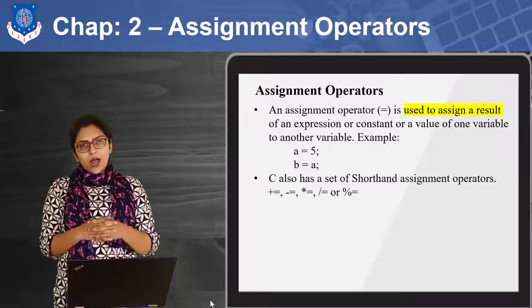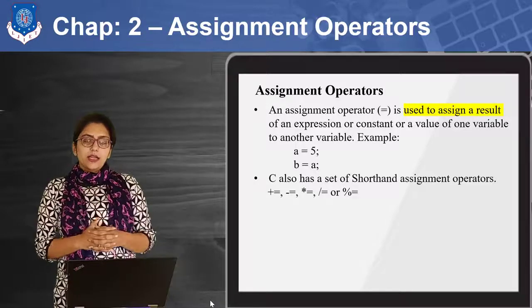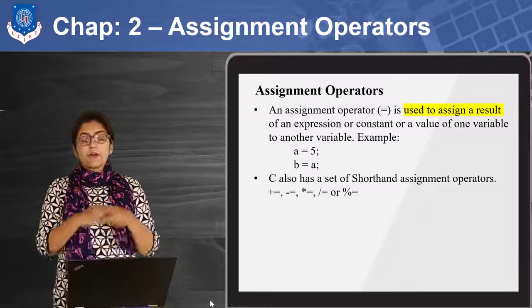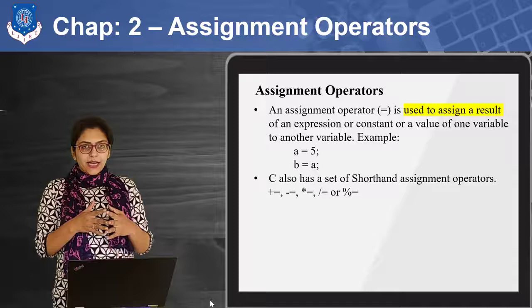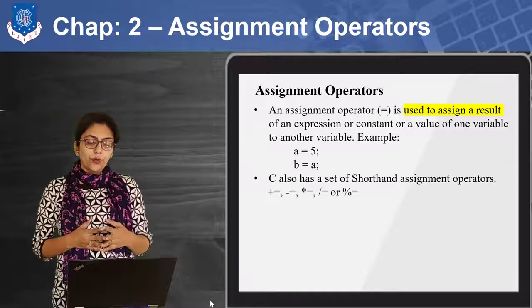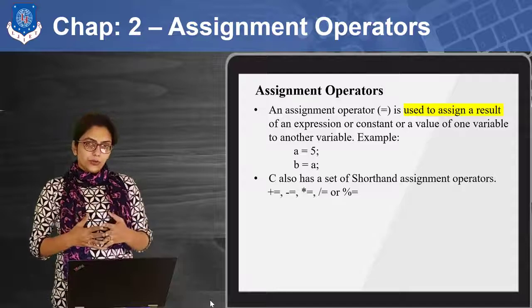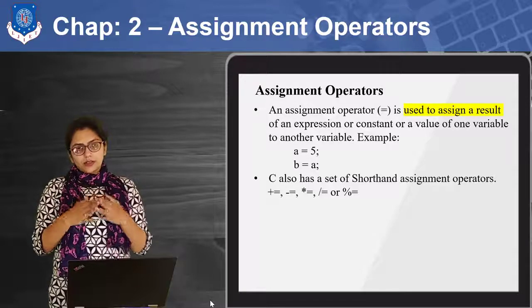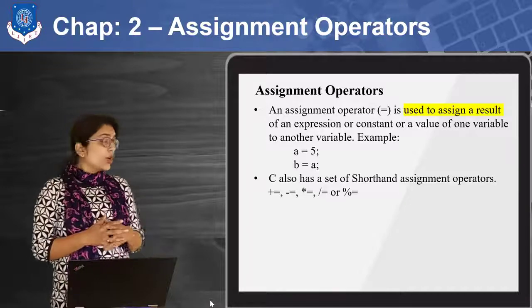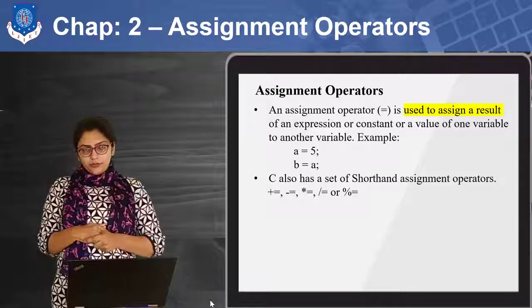In my previous video, I made it clear that in the C programming language, if you want to assign a value, you use equal to. But if you want to compare two values, you have to use the double equal to sign. So make sure that you clear this difference in your mind, right? So this is the assignment operator.